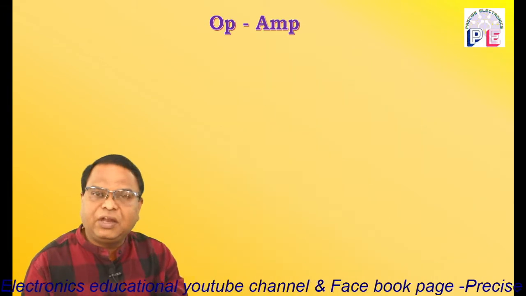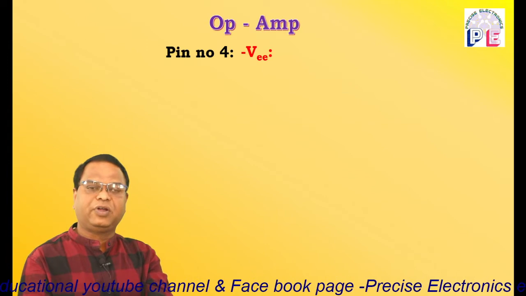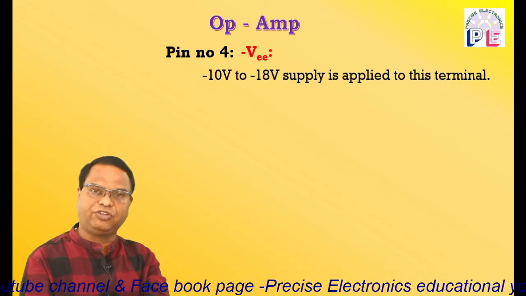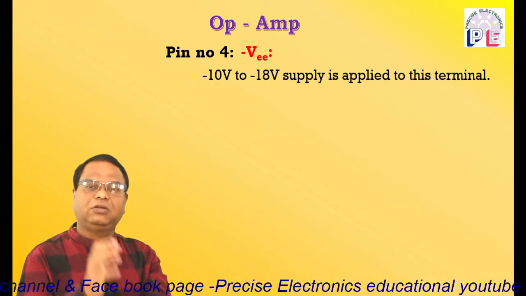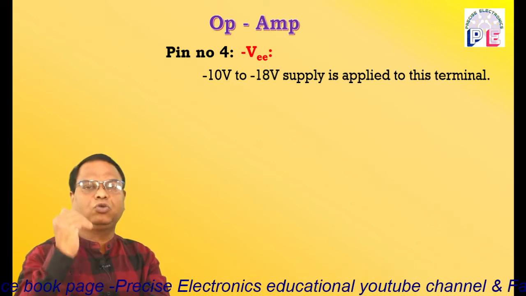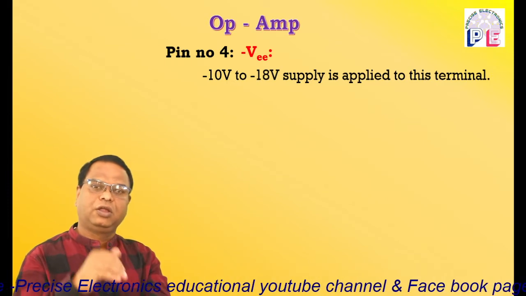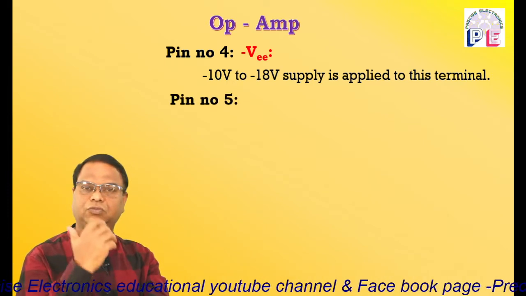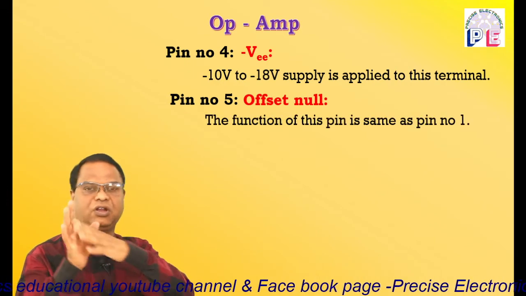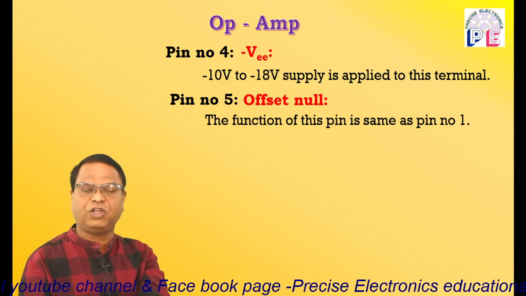The next, that is pin number 4, it is minus VEE. Op-amp requires a dual power supply for its operation. So minus 10 volt to minus 18 volt supply is connected to this terminal. That is minus VEE. Next, pin number 5, offset. The function of pin 5 and pin number 1 are the same because the pot is connected between pin number 1 and pin number 5.